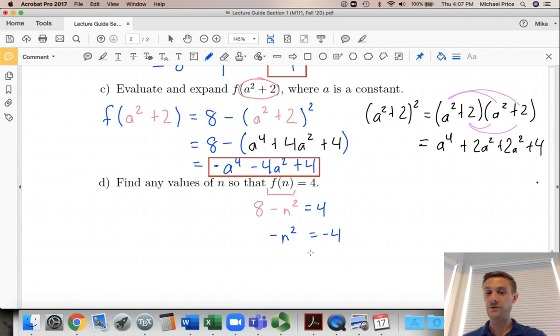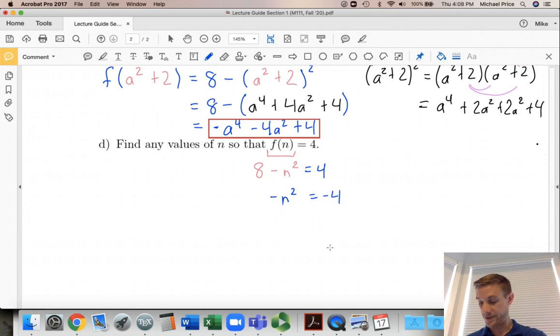That makes me a little bit nervous because I see this n squared, but remember that we have this negative on this other side, so I'm hoping I'm not going to have to square root a negative because that is generally bad news. So if we multiply both sides by negative 1, thankfully, okay, my heart rate goes down a little bit because now we're back to positives. And then n squared equals 4.